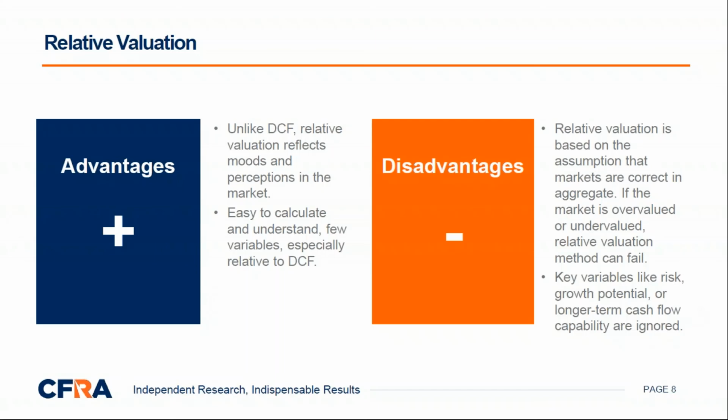Disadvantages? Well, relative valuation is based on the assumption that the markets are correct in aggregate. If the market is significantly overvalued or undervalued, the relative valuation method can be misleading and fail. In addition, key variables like risk, growth potential, and longer-term free cash flow generation capabilities are ignored. Multiples tend to be very short-sighted. To summarize, multiples are easy to compute and understand. They take into account market moves and perceptions, but there are limitations to their usefulness in determining an asset's value.